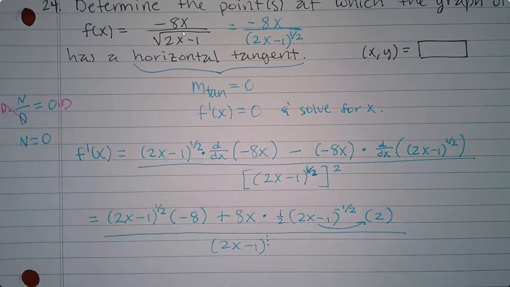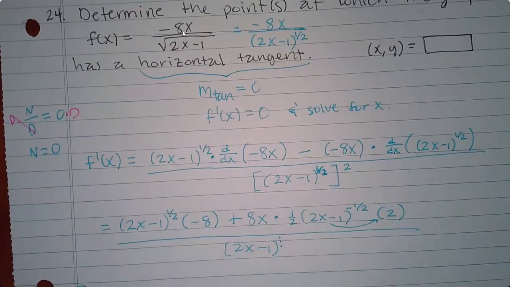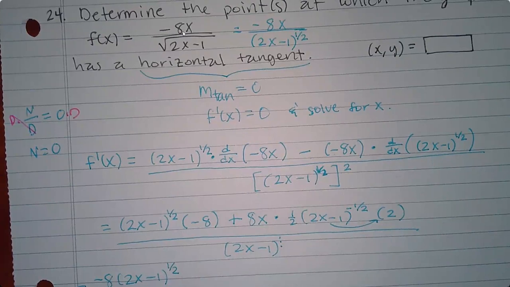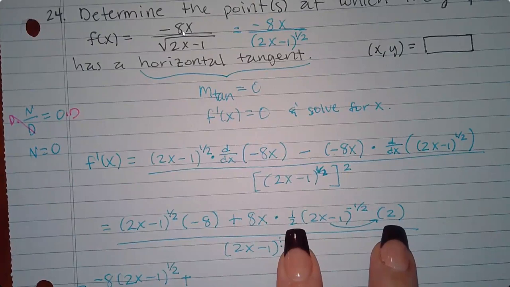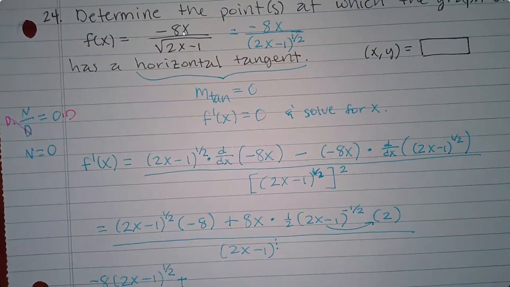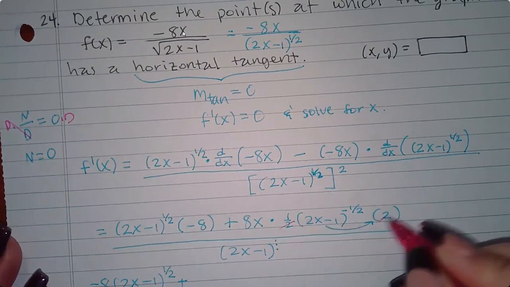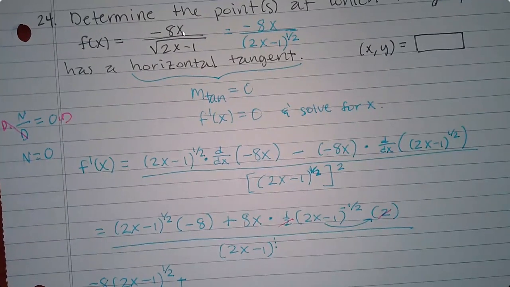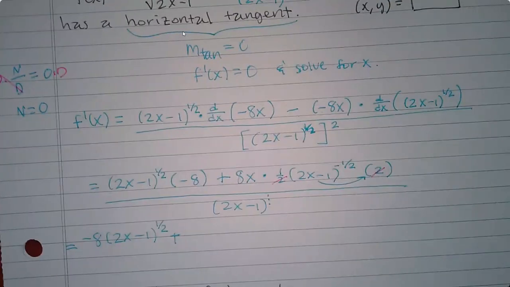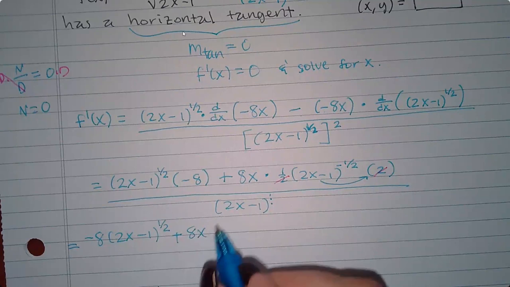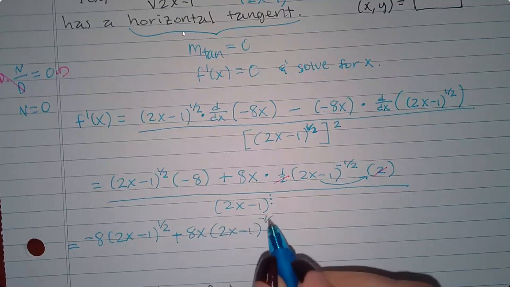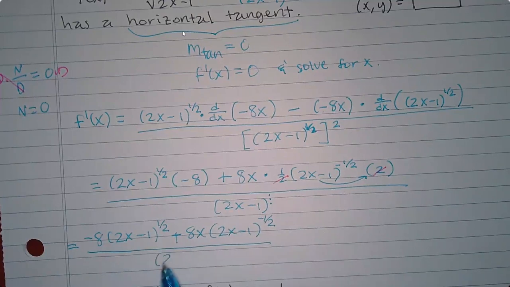You probably want to clean this up a little bit. So I have negative 8, 2x minus 1 to the 1/2, plus, what's going to happen with these two guys? What's 1/2 of 2? Isn't that 2 essentially going to cancel with that 2? Or quote unquote reduce, right? So all I have is 8x times 2x minus 1 to the negative 1/2 over 2x minus 1.